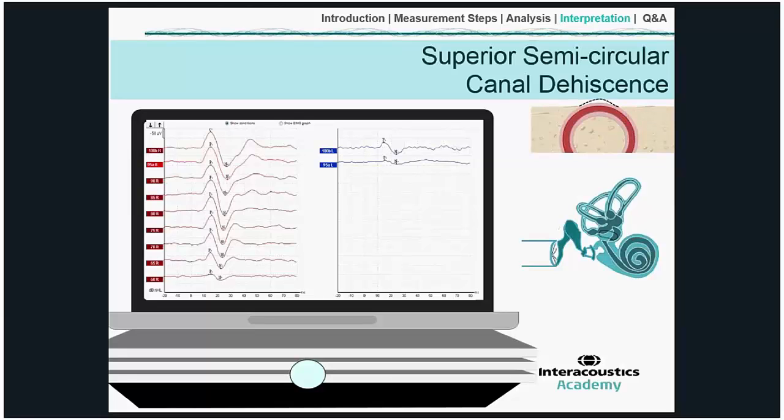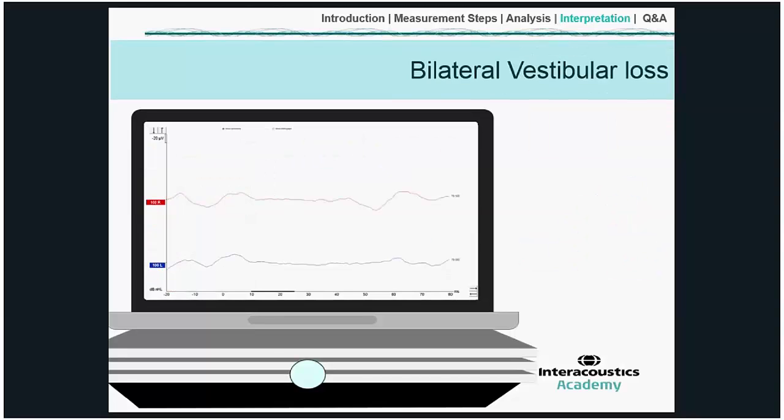Bilateral vestibular loss, well, that's very easy. If you think of a patient who has damage to the vestibular system on both sides, then we'd expect not just the semicircular canals to be damaged. We would also expect the otoliths to be damaged.